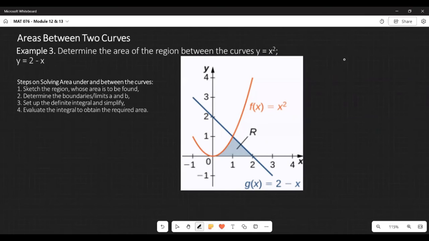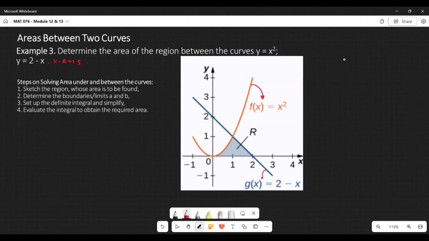So now we have example number 3. Determine the area of the region between the curves y is equal to x squared and then y is equal to 2 minus x. And then isama na rin natin, class, yung ating x-axis. Okay? So first is graph natin yung ating given functions. So we know that this orange is a parabola, no? So yan yung x squared. And then yung blue naman natin is linear function lang siya, or yung y is equal to 2 minus x.